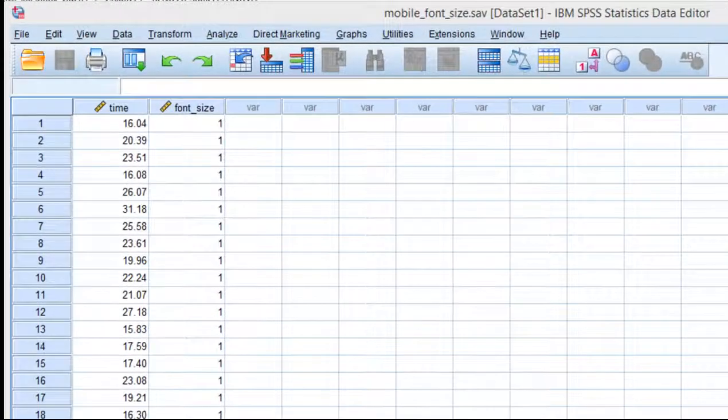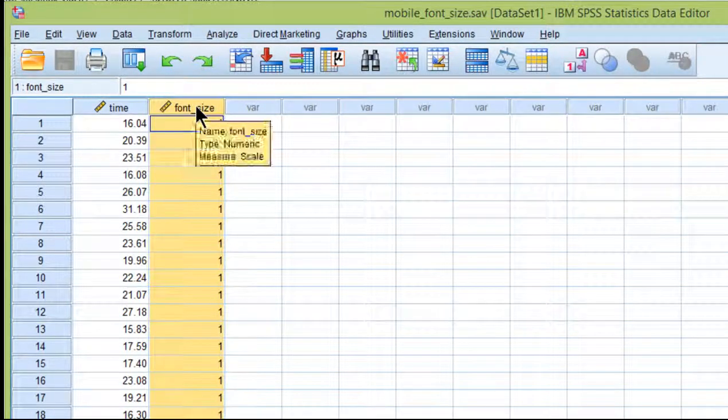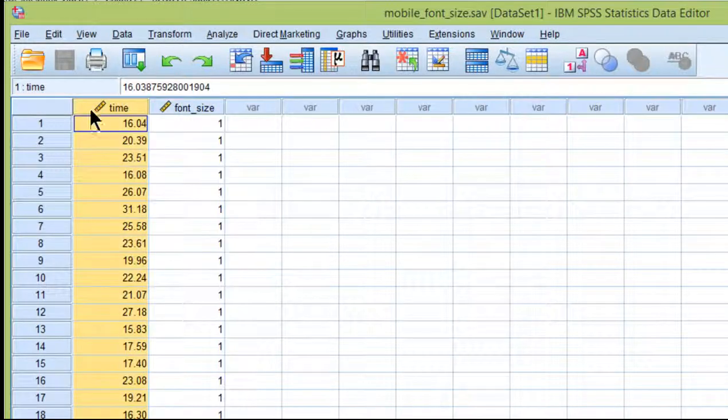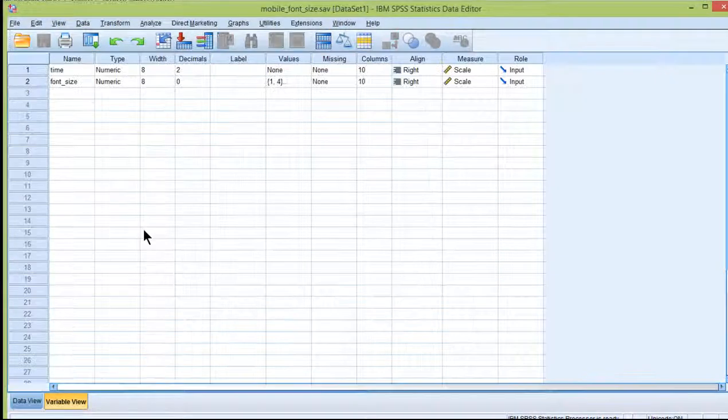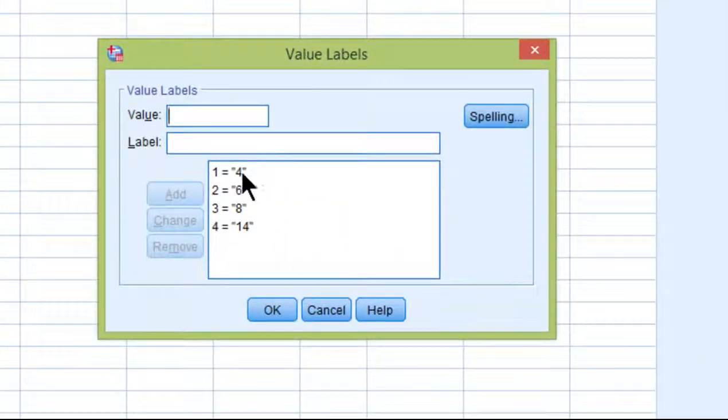In this video, I'm going to test the null hypothesis that four groups have equal means. The study is relevant to font size on a mobile phone and the amount of time it takes to read material on that mobile phone, measured in, I believe, seconds. We have four different groups that each read a font size: the lowest font size was 4, then 6, 8, and 14. So we've got four groups.